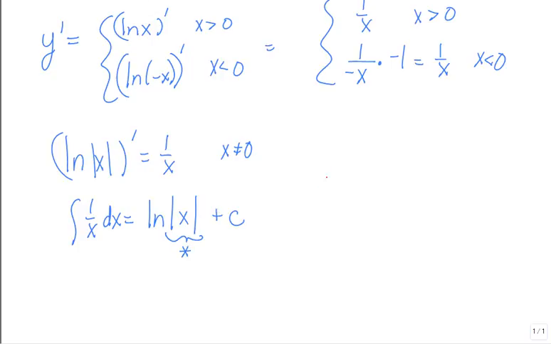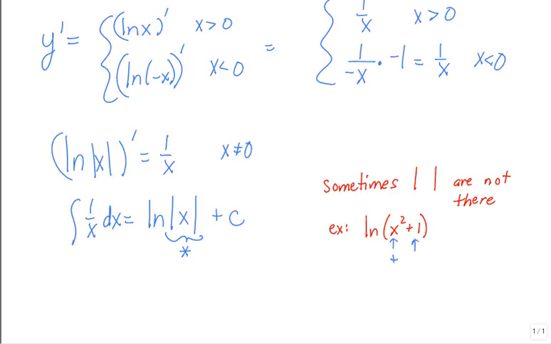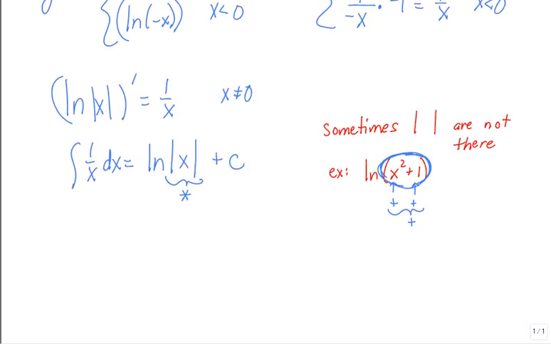Now sometimes you'll see the answer and it won't have the absolute values, and that's not wrong in certain cases. So for an example, if you look at ln of x squared plus 1, x squared is positive, you add 1, it's positive, so you're taking the natural log of a positive number anyway, so you can drop the absolute values. So if you're sure that this inside expression is positive, then you can drop the absolute values.